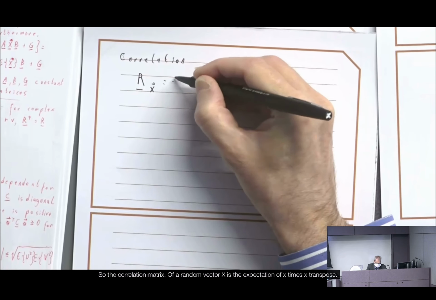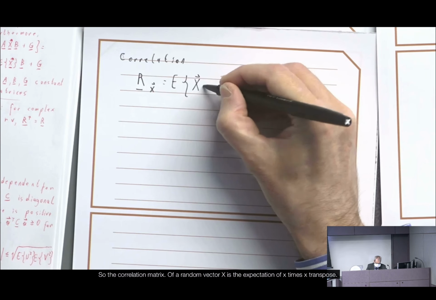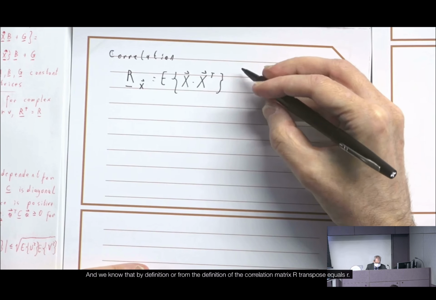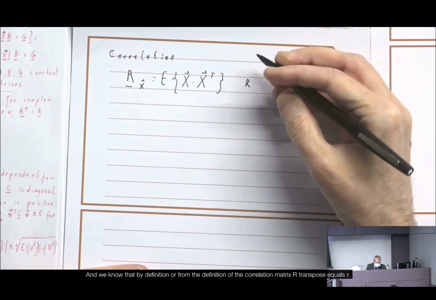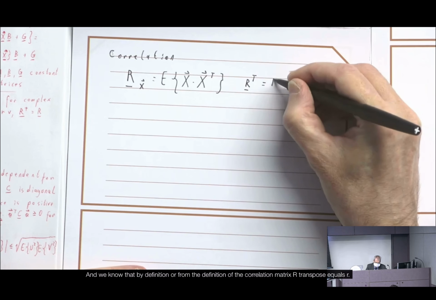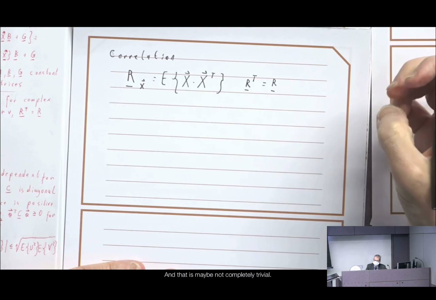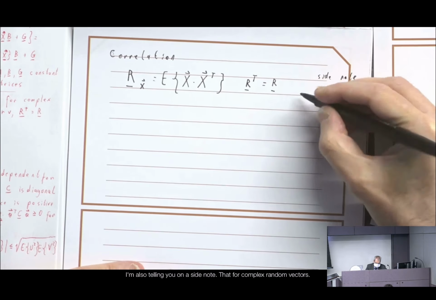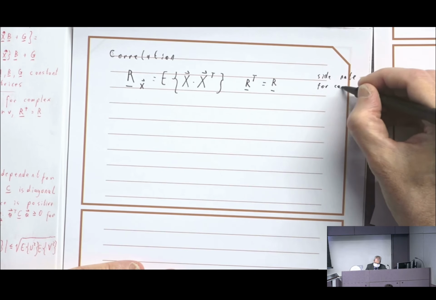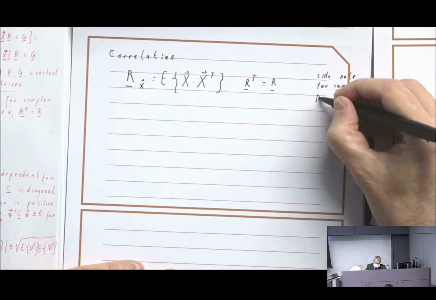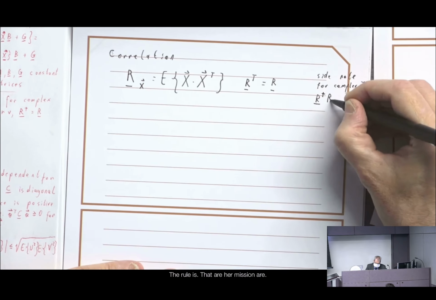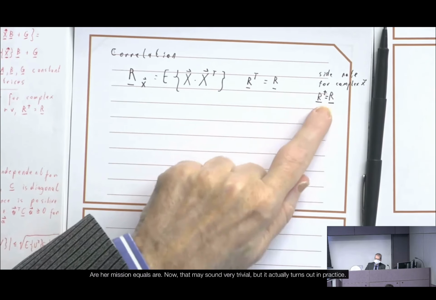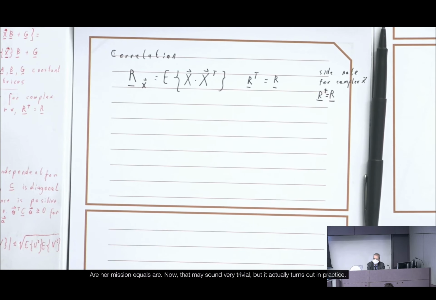of a random vector X is the expectation of X times X transpose. And we know by definition of the correlation matrix that R transpose equals R. Now that is a very important property, and that is maybe not completely trivial. I'm also telling you on a side note that for complex random vectors, the rule is that R Hermitian equals R. Now that may sound very trivial, but it actually turns out in practice it is not.